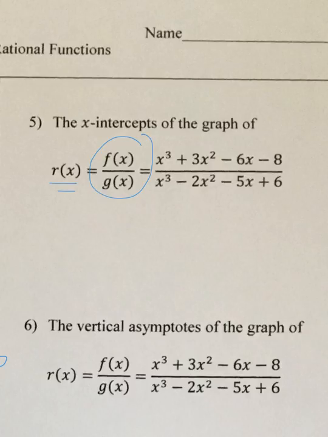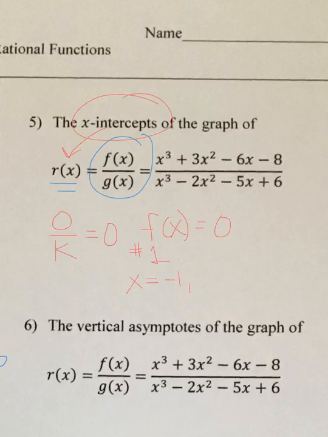So if we want to find what the x-intercepts are for our graph r of x, remember that a fraction is equal to 0 if 0 is in the numerator. And so that would mean that we're looking at when f of x is equal to 0. And we already know from number 1 that our function is equal to 0 when x is equal to -1, -4, and 2. So that would mean that our x-intercepts are going to be (-1, 0), (-4, 0), and (2, 0).